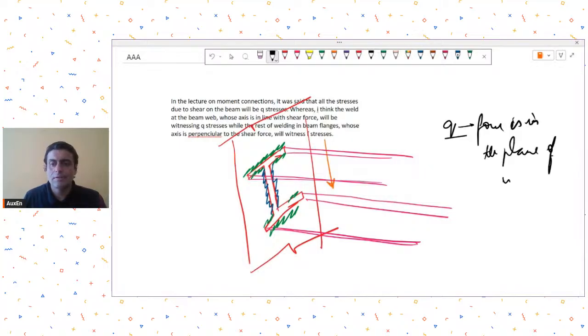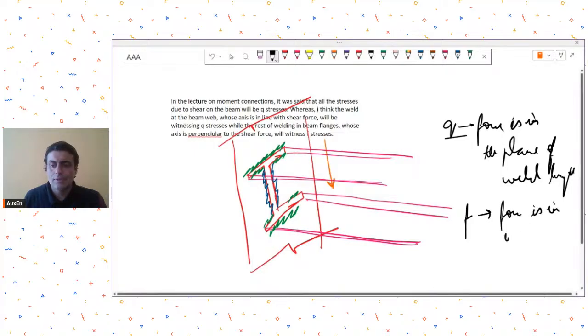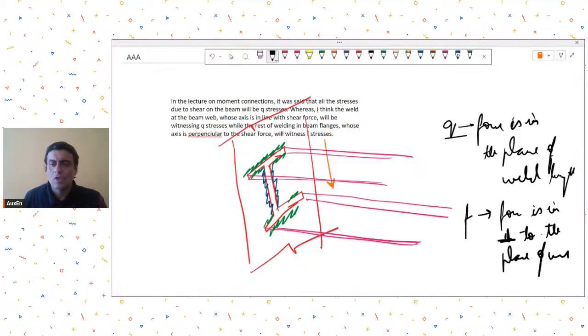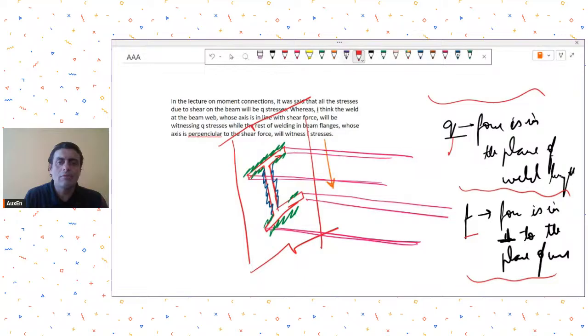Please understand. Plane of weld length, and then there is an F stress where the force is perpendicular to the plane of weld. So the code defines two types of weld stresses on the basis of the forces acting in them. One are called Q stresses, where the force has to be in the plane of the weld length, and the other is F, where the force is perpendicular to the plane of the weld length.